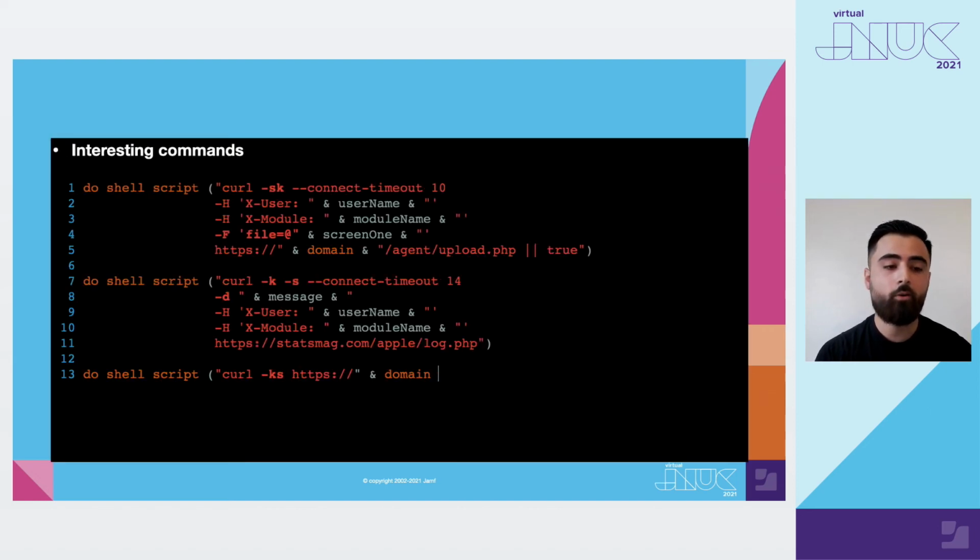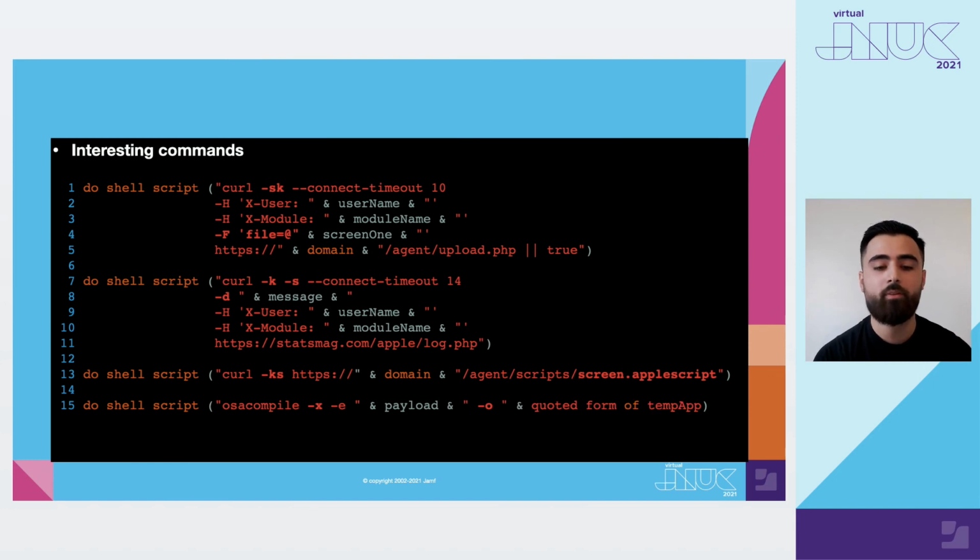So now to go through some of the interesting commands we've discovered in the AppleScript modules, the do shell script is essentially the AppleScript equivalent of executing a shell command. And in this first command here, the malware authors are using curl to upload screenshots to the command and control server. And they later delete these from the victim's computer, and this occurs in an interval.